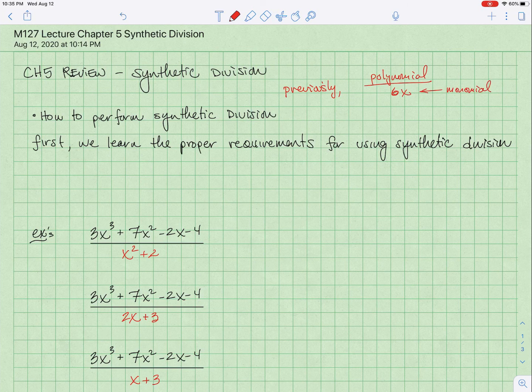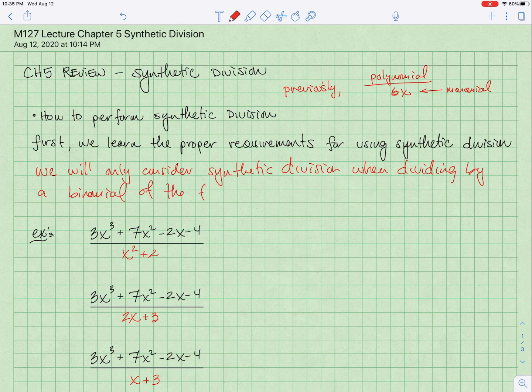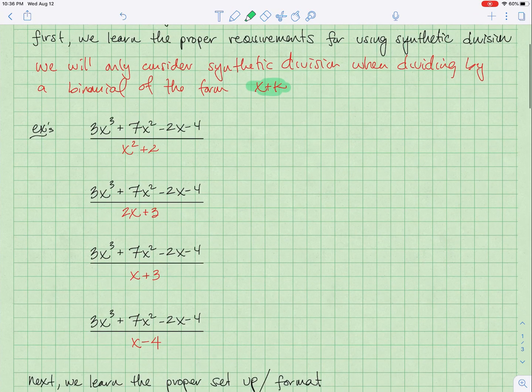Now we're going to take a look at a very specific kind of problem. We will only consider synthetic division when dividing by a binomial of the form x plus k specifically. So what we're going to do is, first we're going to learn the proper requirements for using synthetic division. So I've got a few examples here.